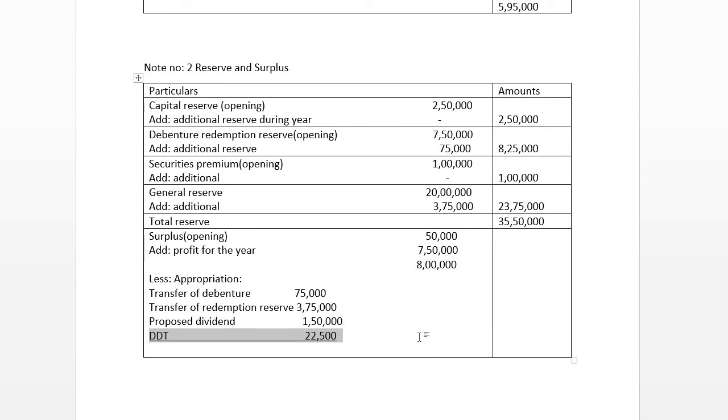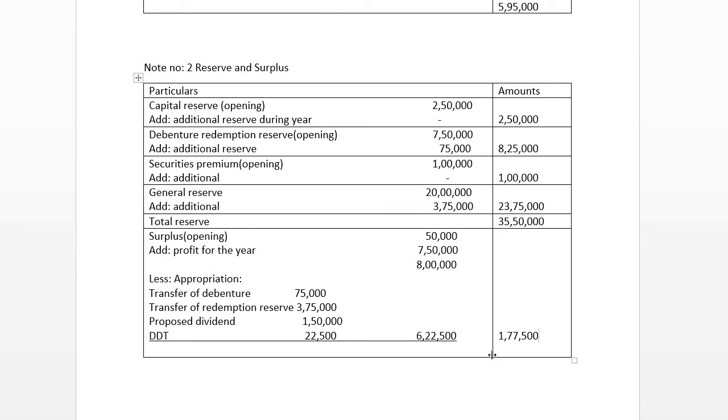and take it to the outer column, the amount of that is 6,22,500. When we are having 8 lakh as the amount of surplus, when we deduct all these appropriated reserves, the amount of 6,22,500 taken to the outer column, that is 1,77,500. This is the amount of the surplus.